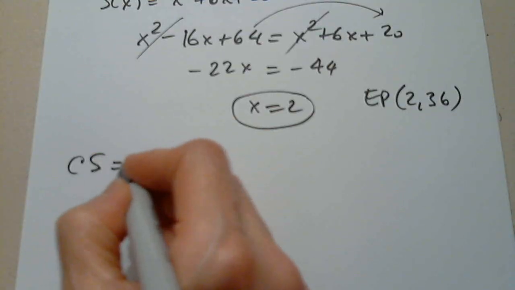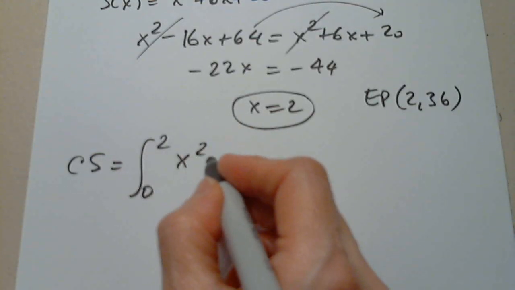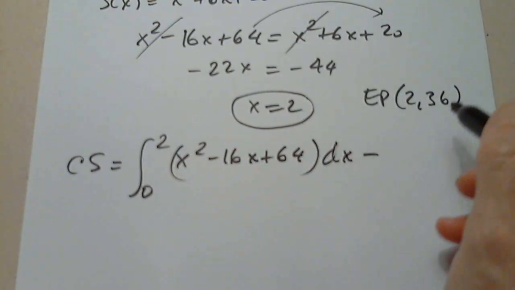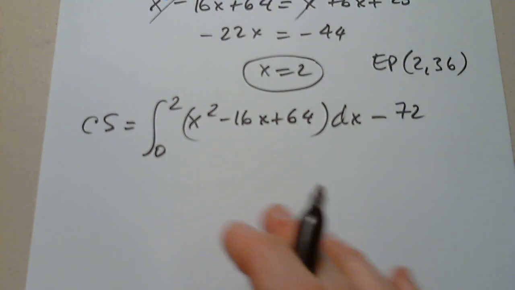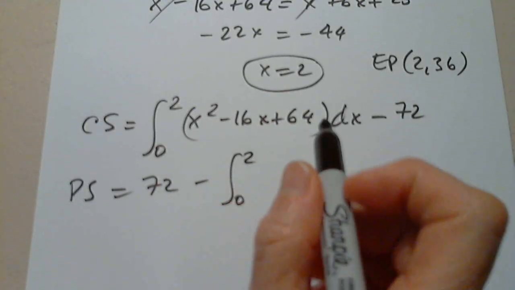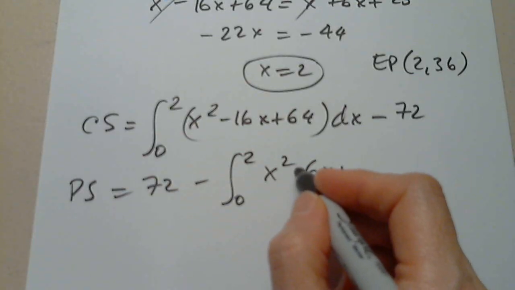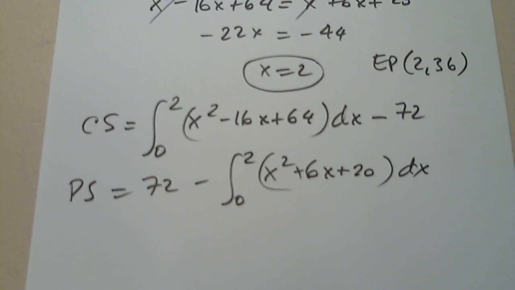So the consumer surplus will be the integral from 0 to 2 of x squared minus 16x plus 64 dx, minus this area, which is 72. The producer surplus is 72 minus the integral from 0 to 2, but from the other function, x squared plus 6x plus 20 dx. Oh, I'm so sorry.